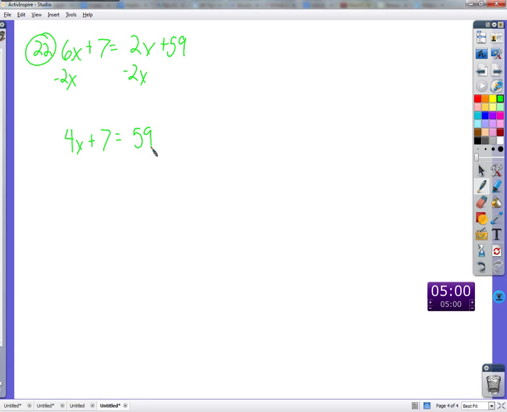Alright? Subtract 7 from both sides. There we go. This sounds like a good idea. And 59 minus 7 is 52. And then divide by 4. 4x is 13. Okay. Well, that certainly worked. How do we know that's right?